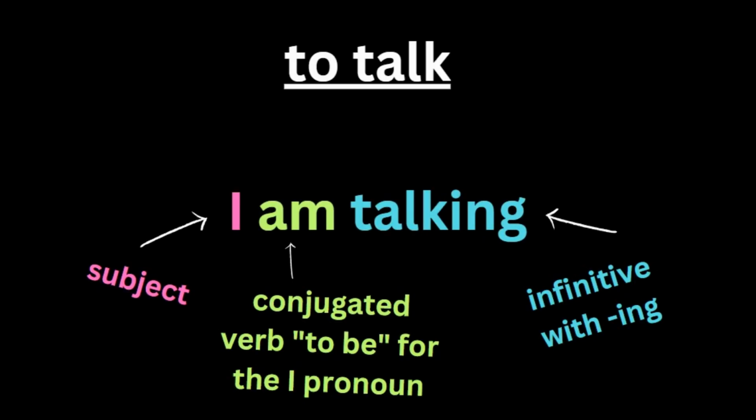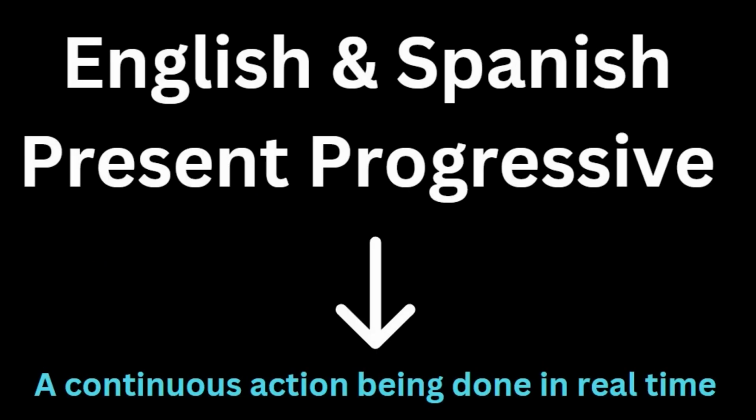I is the subject, am is the conjugated verb to be for the I pronoun, and talking is the verb that gets the -ing added to it. Both in English and Spanish, the present progressive indicates that an action is being done right now, which means that there is progress happening in the present. However, the -ing version of English looks different in Spanish.